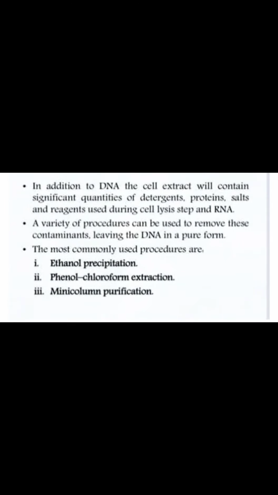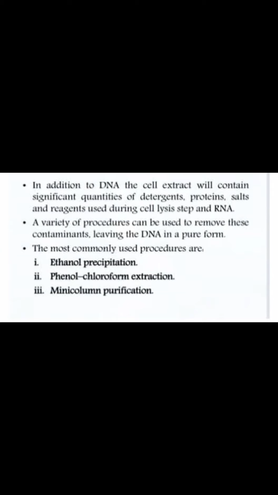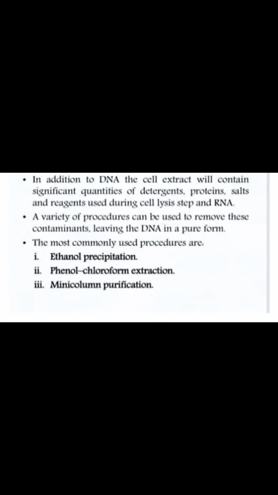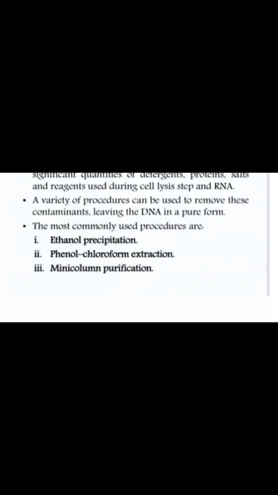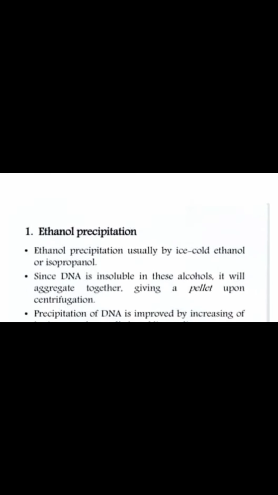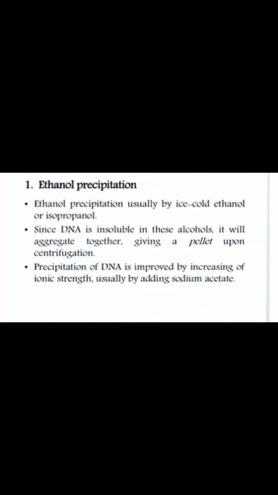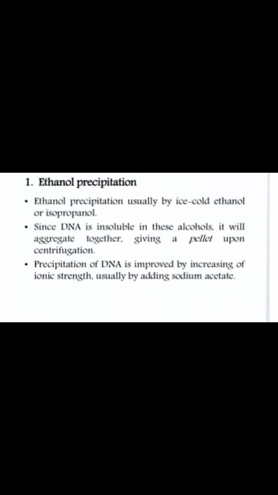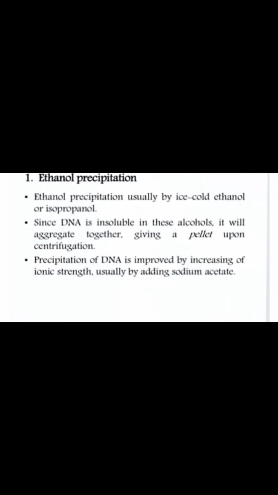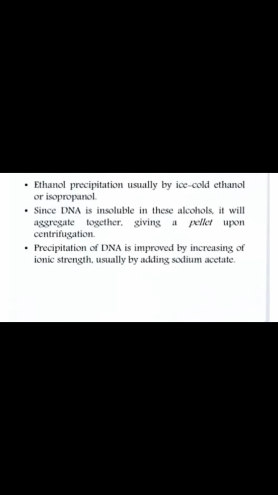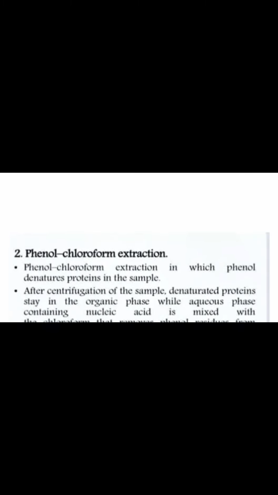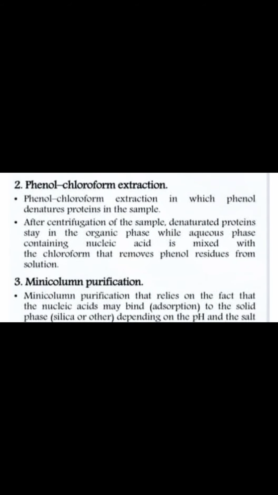Next we will go to purify the DNA from the cell extract. The most commonly used procedures are ethanol precipitation, phenol chloroform extraction and mini column purification. These are the most common procedures which we use for DNA extraction. Ethanol precipitation is usually done by ice cold ethanol or isopropanol. Since DNA is insoluble in these alcohols, it will aggregate together giving a pellet upon centrifugation. So it is very easy to do the ethanol precipitation.